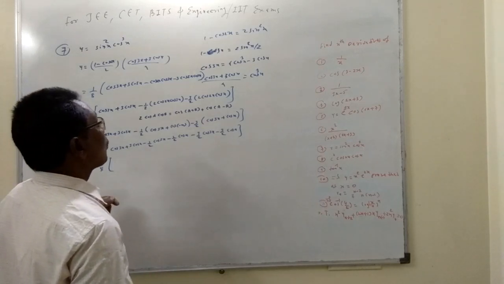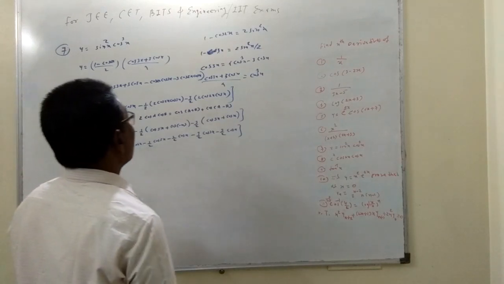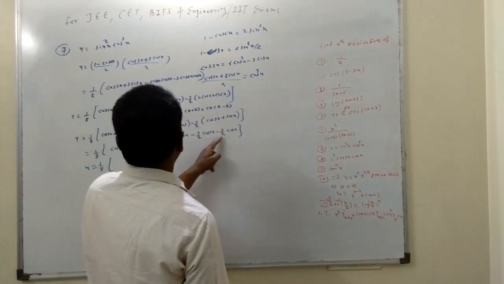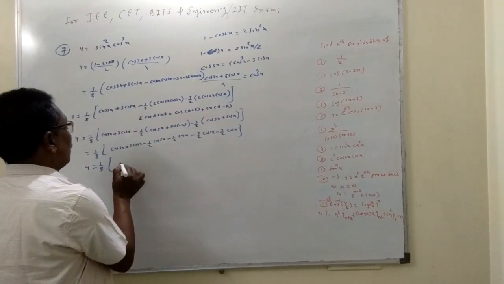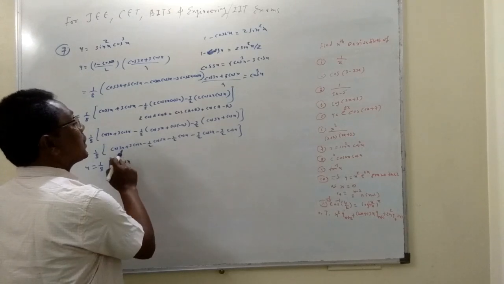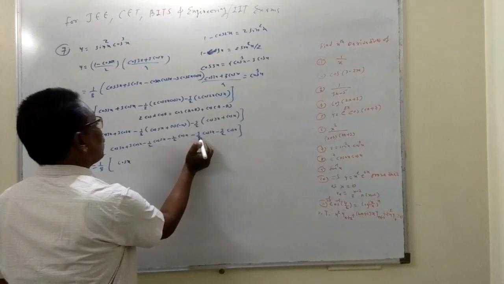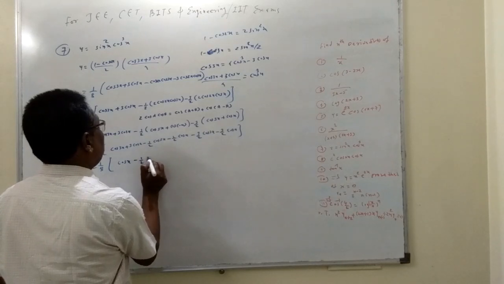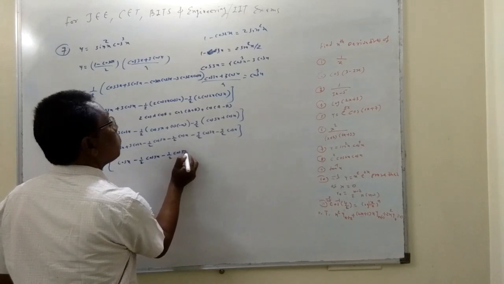Now we combine the terms. So cos x terms: 3 cos x minus 1 upon 2 cos x minus 3 upon 2 cos x. So minus 3 minus 1 is minus 4 upon 2, minus 2. So minus 2 and plus 3 gives cos x. Cos 3x minus 3 upon 2 cos 3x. So 1 minus 3 upon 2 is minus 1 half cos 3x, and minus 1 upon 2 cos 5x.